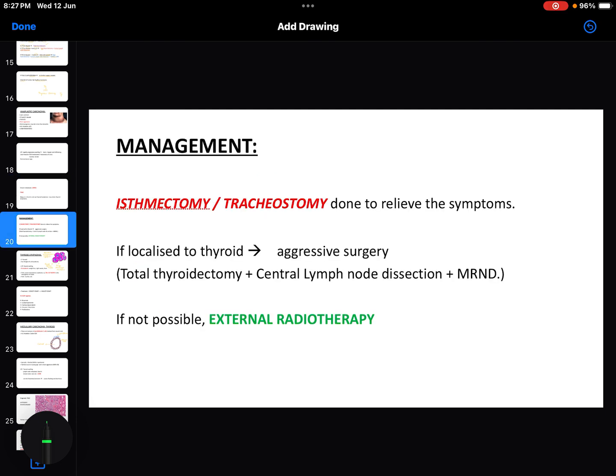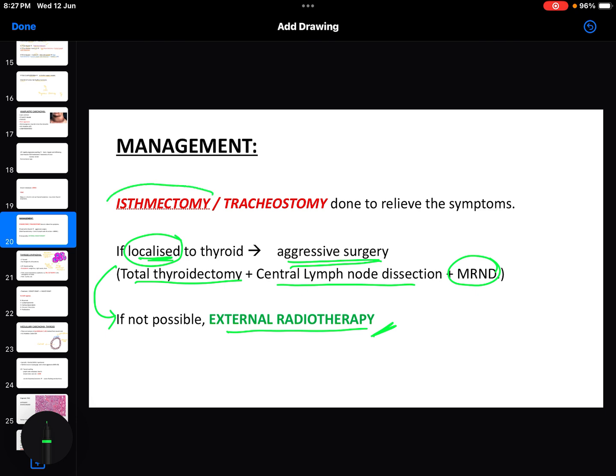Management is totally palliative. If it is localized to the thyroid, we can go for aggressive surgery like en bloc surgery, total thyroidectomy. We are going to remove the thyroid, central lymph nodes and all the nodes if it is localized to the thyroid. Otherwise we are going for palliative treatment. If this is not possible, we are going for external radiotherapy. Radioactive ablation is not done. It cannot be done because these cells don't take up iodine, so that is not possible.